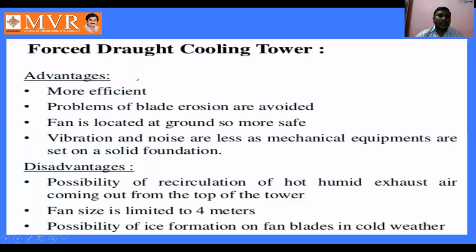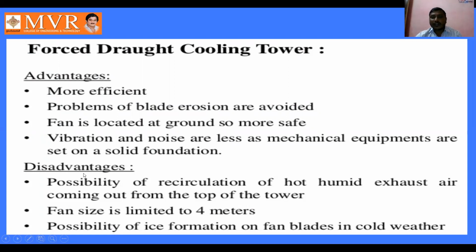See here, the forced draft cooling tower has some advantages as well as some disadvantages. Coming to the advantages, it is more efficient. Problems of blade erosion are avoided. The fan is located at ground level, so it is more safe. Vibration and noise are less as mechanical equipment is set on a solid foundation. These are some of the advantages of the forced draft cooling tower.